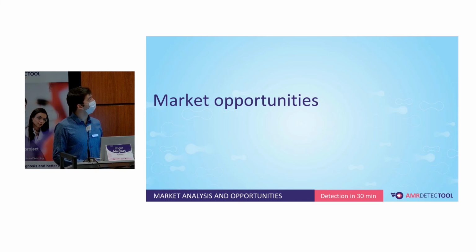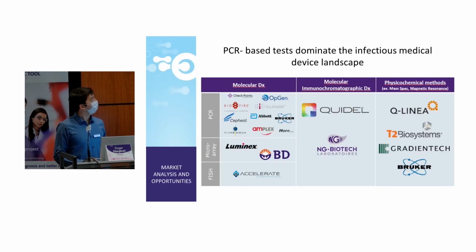And then as for market opportunities, here there's a table, not an exhaustive one, that shows the big players in this field. You can see most of the players are in PCR, in molecular diagnostics. There's Cepheid, Abbott, Opgen, and then there's Bruker, both for MALDI-TOF, let's say for identification or for detection of resistance, and bioMérieux. And then there's players with other technologies such as accelerated diagnostics that was mentioned yesterday, and T2 Biosystems.